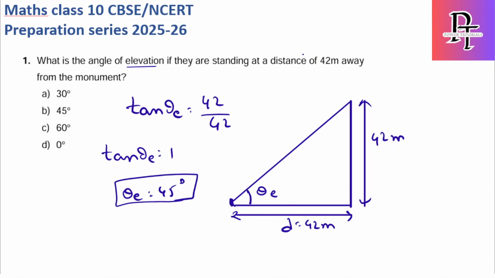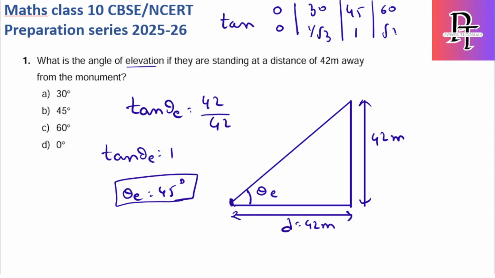So for your reference, I will write the other values as well. Tan 0 is 0. Tan 30 is 1 by root 3. Tan 45 is 1, tan 60 is root 3, and tan 90 is infinite or undefined. Okay, so these values are important to solve these questions.